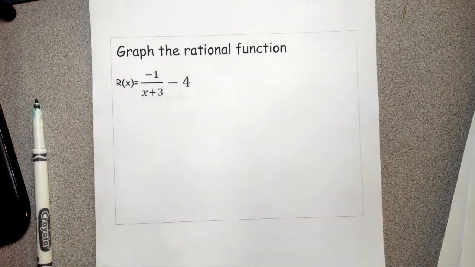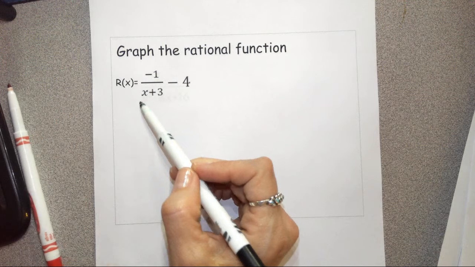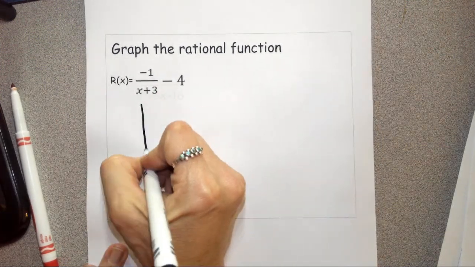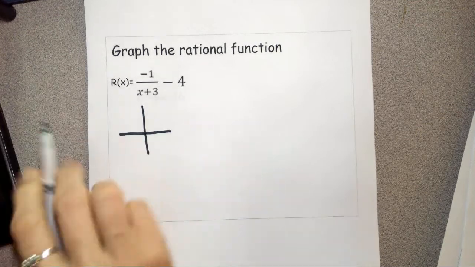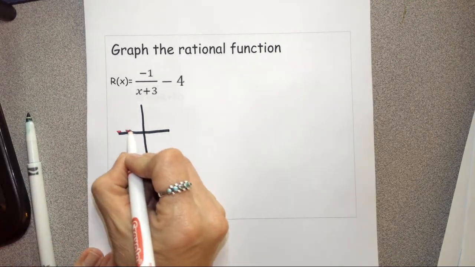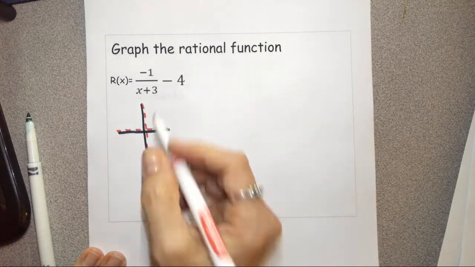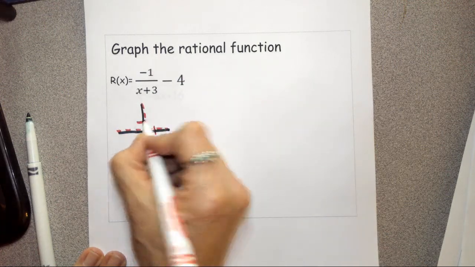For this particular graph, it says negative 1 over x plus 3 minus 4. Notice there's no squared on this problem, so this is going to resemble the parent function y equals 1 over x. So again, the asymptotes are at the exact same spot. 1 over x, we go right 1, up 1.